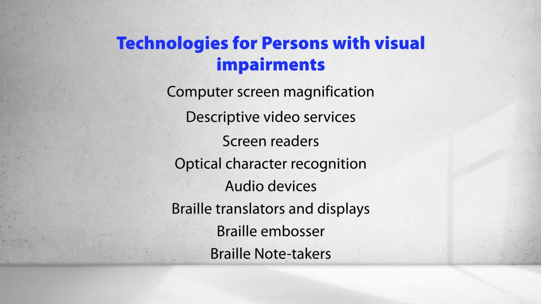Then screen readers, then optical character recognition systems, then audio devices, yes, then braille translators, then braille embossers. Nowadays the text whichever we use in print can be printed in braille also, and the braille note takers. Similarly, many technologies are available for persons with visual impairments.